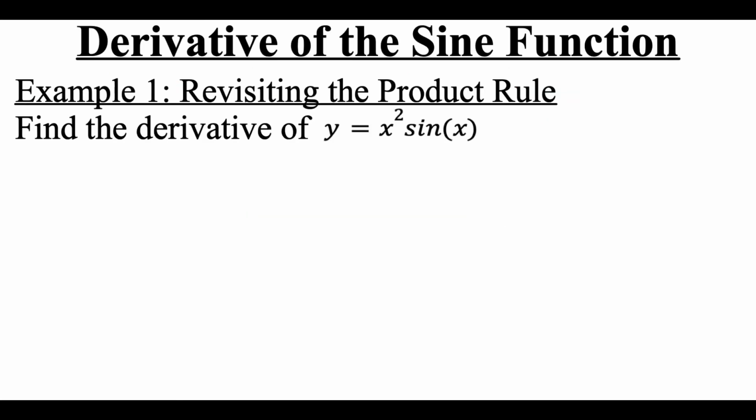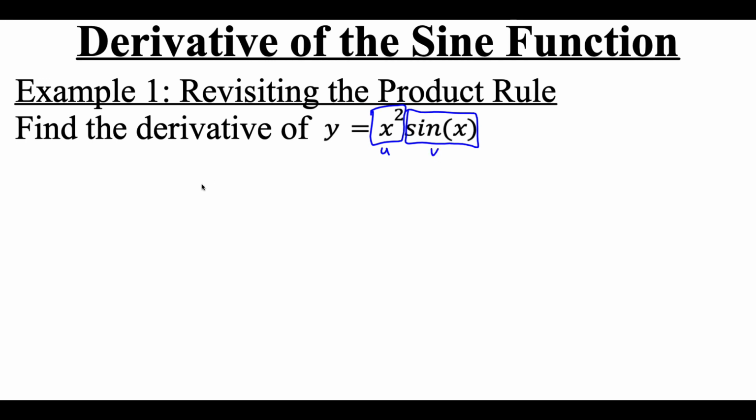So now that we know what the derivative of the sine of x is, now we can use it to help us do some differentiation. So we're going to find the derivative of the function y equals x squared times the sine of x. Now if we're going to differentiate this, we're going to have to use our product rule. The x squared is going to be our u, and the sine of x is going to be our v.